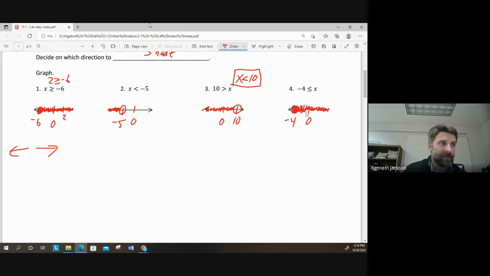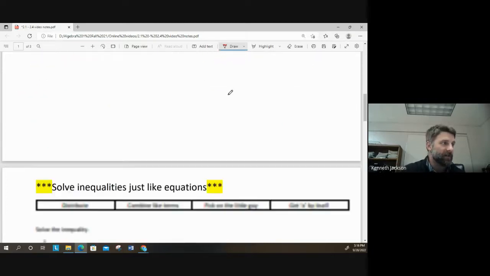Meaning everything in this shaded region on number 4 would make this inequality true. Everything on number 3 in this shaded region would make this inequality true. We're trying to find the solutions, which gets us into solving.